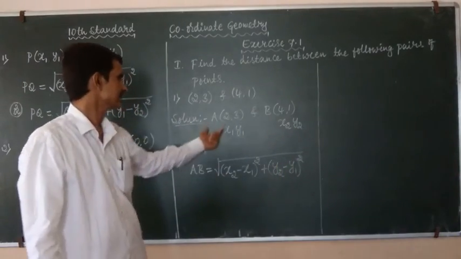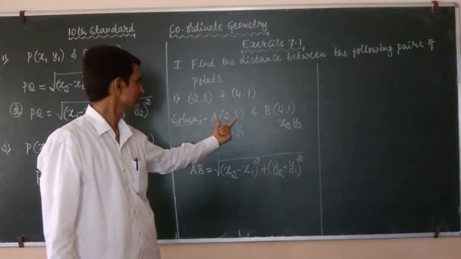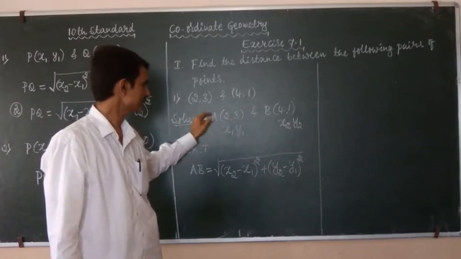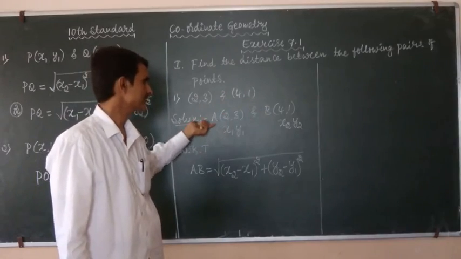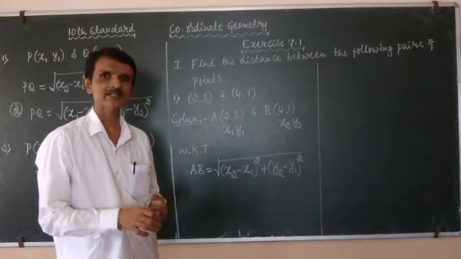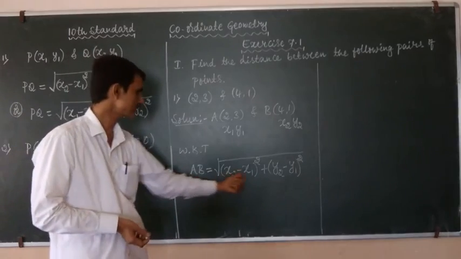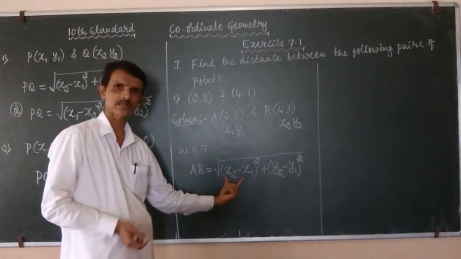So you can take this as a first point, or you can name it A and B or any alphabetical name, or directly you can write D equals the formula.